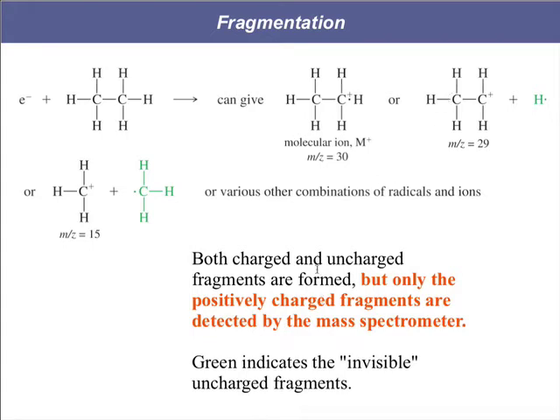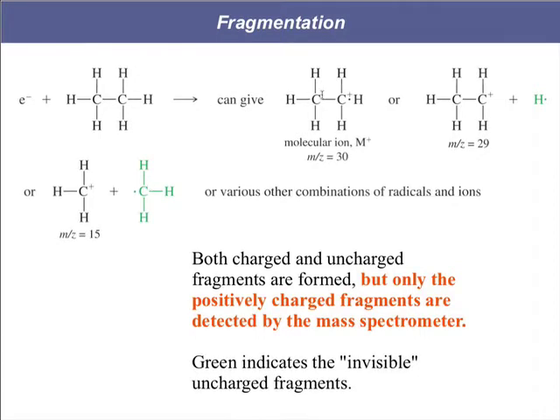But since only the cations are charged, they are the only ones that will interact with the magnet, and they are the only ones that will move through the flight tube and hit the detector. Essentially, the green fragments here, which are the radicals, are invisible to mass spectrometry. We do not see the radical.